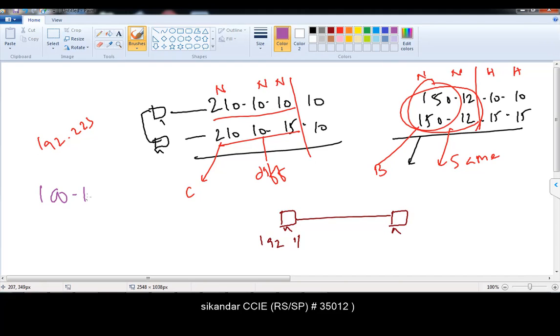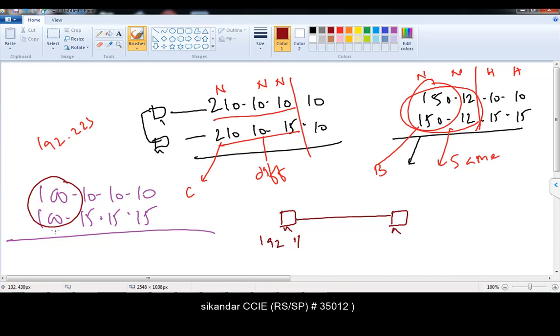I'll add one address with 100.10.10.10 and 100.15.15.15. Now the question is same. Do they belong to the same network or different networks? Identify the class. These two addresses belong to A class. In the A class there is only one network portion, and in order to be in the same network, that one portion has to be same. Which means they are on the same network and they can communicate with each other without any router.